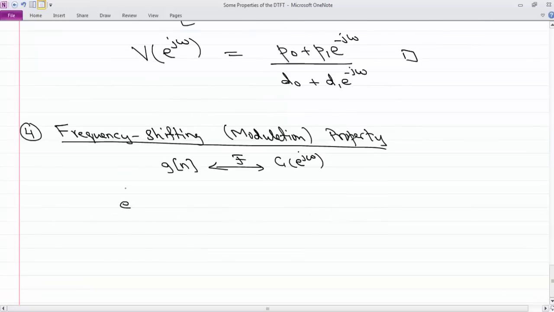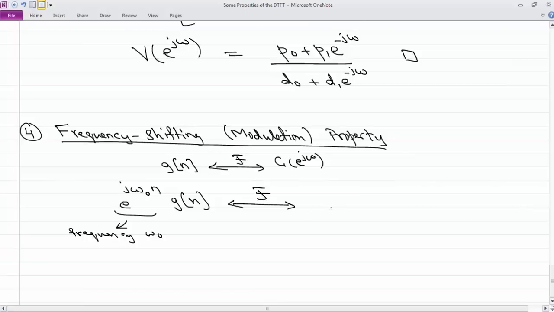Now, if you multiply your sequence in the time domain by e to the j omega naught n, g of n, what is this? This is a sinusoid with frequency omega naught. If you multiply your sequence with a pure sinusoid of frequency omega naught, the Fourier transform of that is simply that your Fourier transform gets shifted by an amount omega naught, which is exactly the same modulation property that you have seen in the continuous time Fourier transform world. You multiply your sequence with e to the j omega naught n and that shifts where your Fourier transform sits.